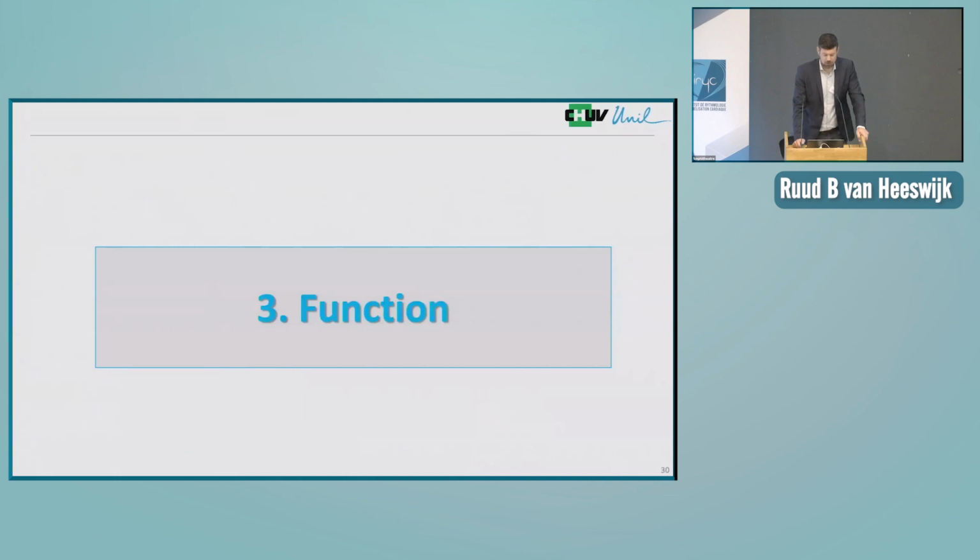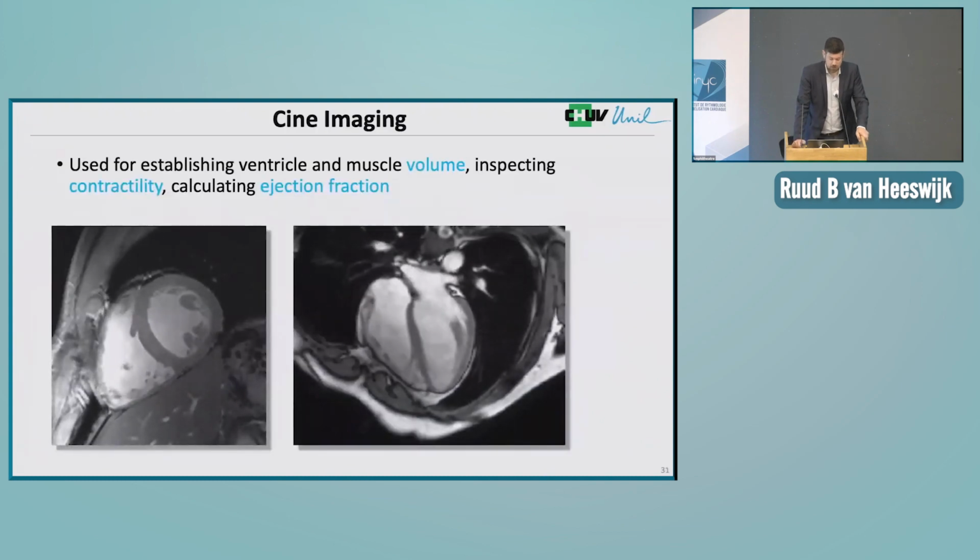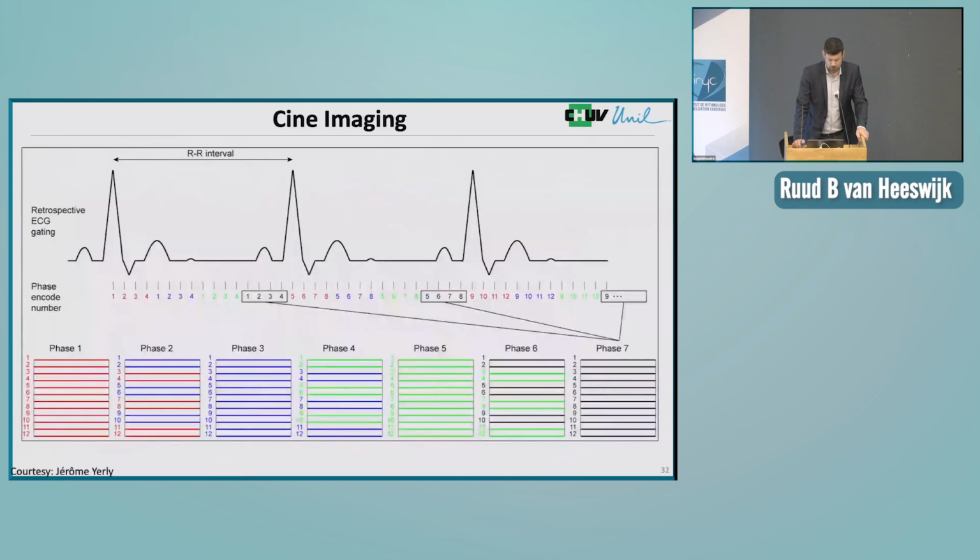And the other thing that is used a lot in cardiac MR is functional imaging. Don't let the brain people hear that though, but yeah, still you're measuring function, so it can be called fMRI if you want. But this is indeed used to establish ventricle and muscle volume, inspecting contractility, etc., etc., and results in the images that you probably know well to see in the bottom.